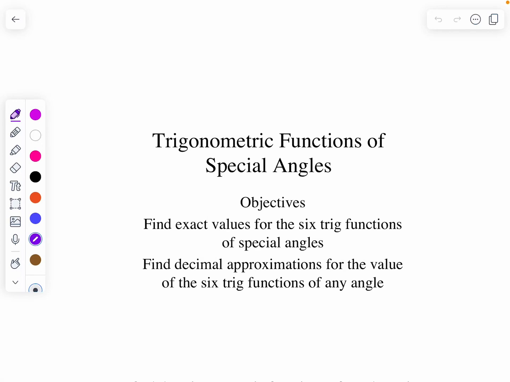All right, so today we are finding trig values of special angles. So these are going to be quadrantal angles or 30, 60, 90, 45, 45, 90, something like that. We're finding exact values. There's no calculator involved here. We're not going to find decimal approximations. We're just going to do everything by hand.